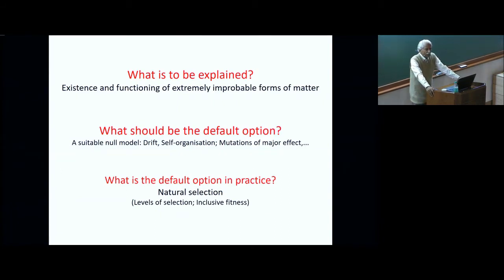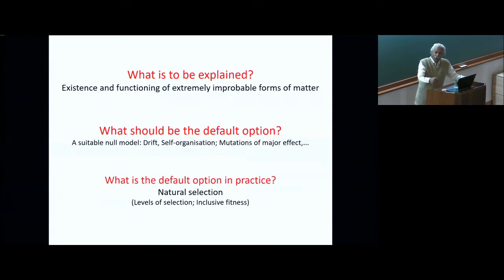Now, when you think of it in this way, and especially when you look upon living matter from a physical scientist's point of view, the default option for explanation, of course, should be physics and chemistry. However, it turns out that the actual default option which is used by evolutionary biologists is something quite different, which is the so-called principle of evolution by natural selection.